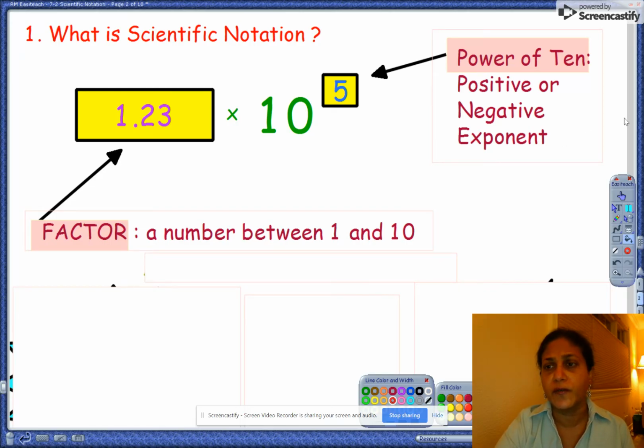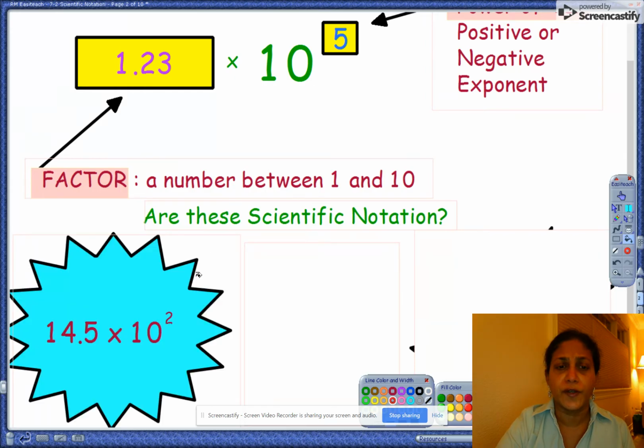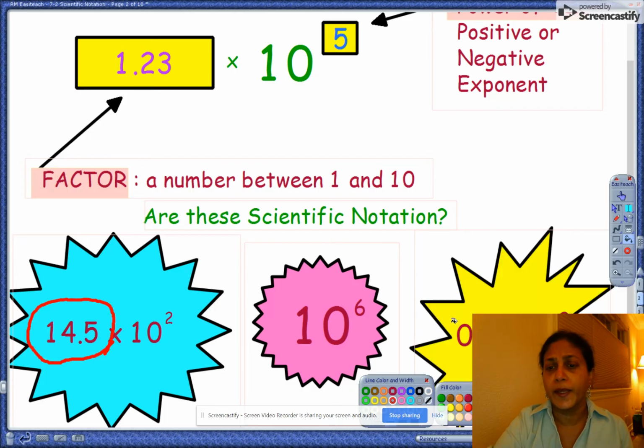So I'm going to put up a series of numbers and I want you to see if you can tell whether it's scientific notation or not. So here's the first one. Do you think this is scientific notation? And the answer is no, because the factor is more than 10. The second one, is this scientific notation? And the answer is no, because it's missing a factor. The factor in this case is simply just 1. In the third one, also, this is not scientific notation because this factor is less than 1.